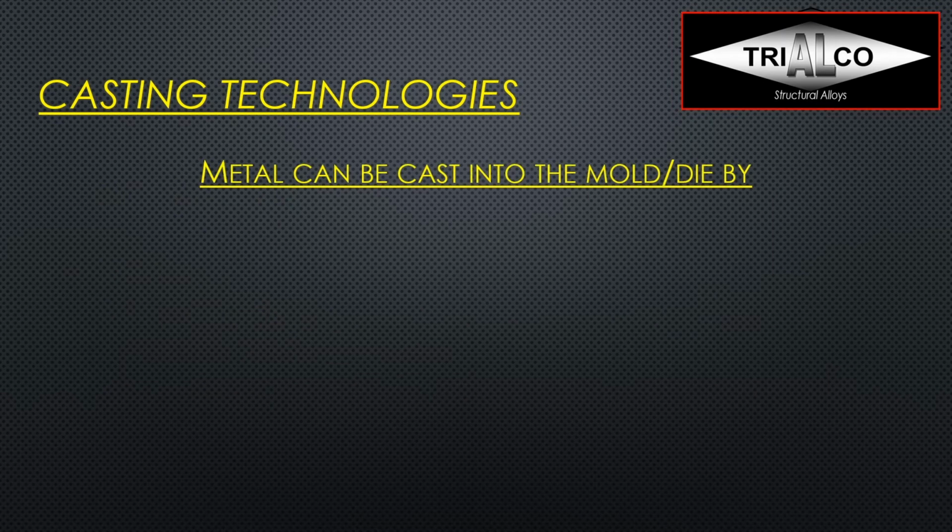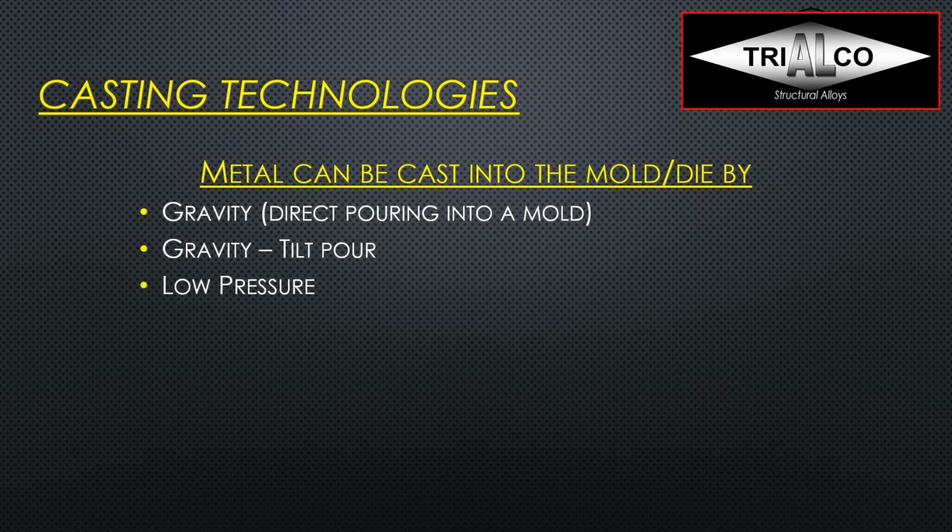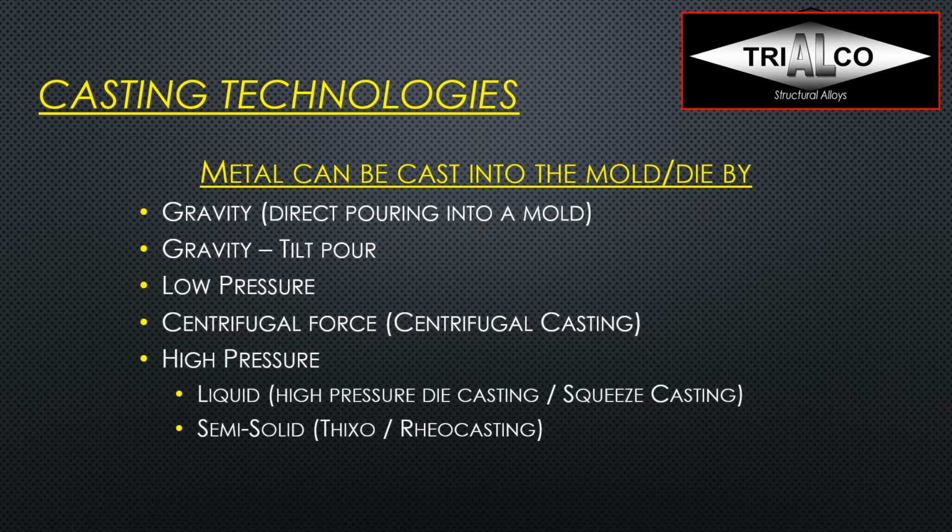So we can distinguish casting technologies by the way the metal is poured into the mold or die. And that can be, as I said, with gravity, and there's direct pouring into mold with gravity, tilt pour, with low pressure, and with low pressure I mean 1 or 2 bar atmospheric pressure to push it in slowly, centrifugal force, that's centrifugal casting, and then high pressure. And high pressure really means very high pressure, where you inject it in a very turbulent way, very, very quickly. The mold is filled in milliseconds and then compressed in the intensification phase with up to 1000 bar.